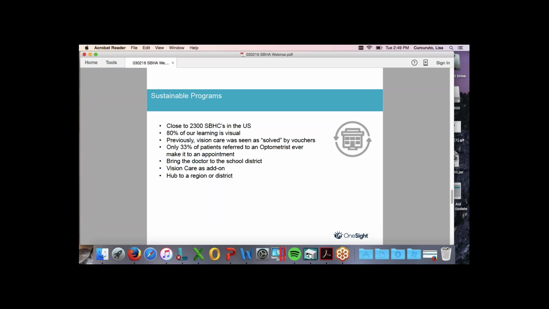So how do we get a doctor to them? A sustainable vision care model can be an add-on to the currently existing school-based health center approach. It provides another component to comprehensive health care that has previously been missed. And considering 80% of our learning is done visually, it's an area that requires attention and follow-up care in order to give our children the best possible education that we can provide to them.